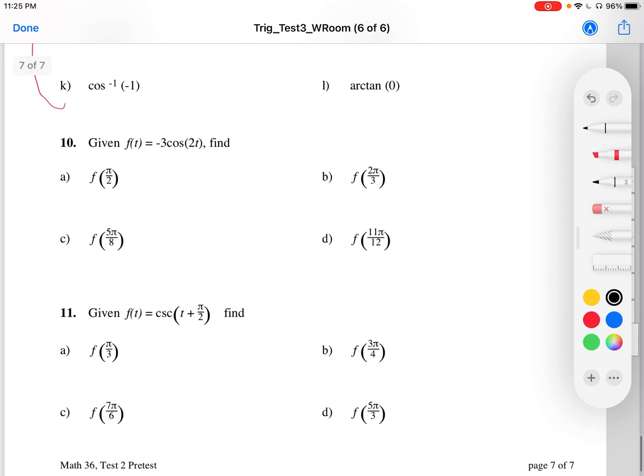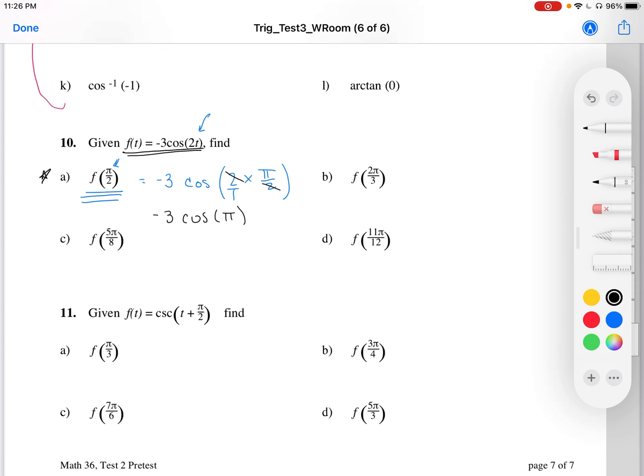All right, last piece. Let me do 10A. So there'll be a problem where you might be asked to evaluate. All you're doing is plugging it in, just like you did when you graphed and made a chart. So you want to find f of pi over 2. That means we're going to plug in pi over 2 for t. So we have -3 cosine of 2 times pi over 2. Because we had 2t, we're letting t be pi over 2. And it's just algebra. My 2's cancel and make 1, so I'm left with -3 cosine of pi.